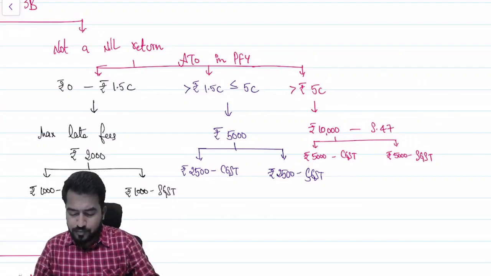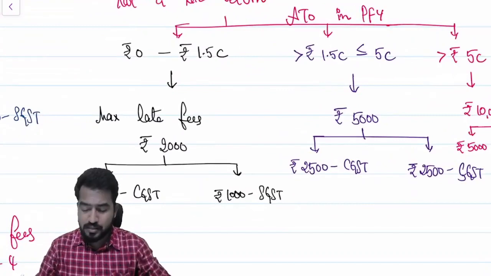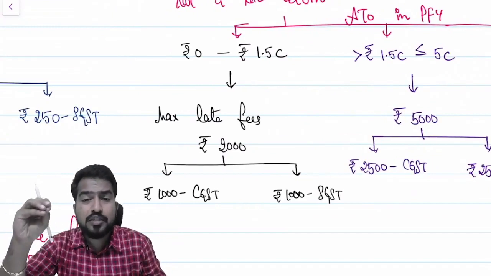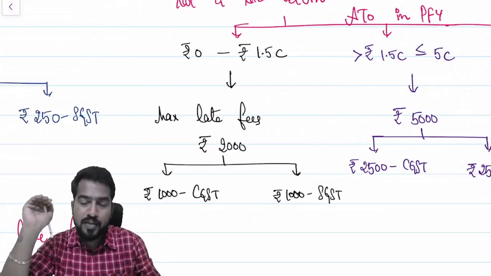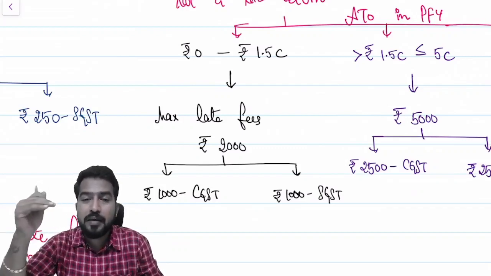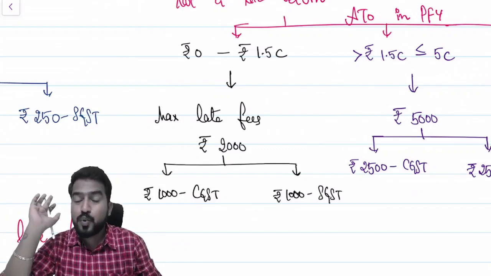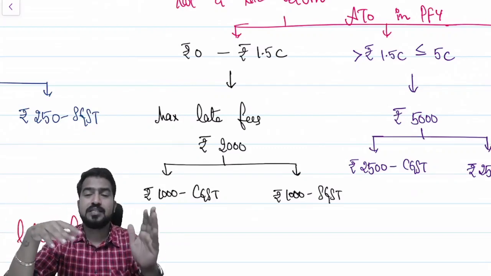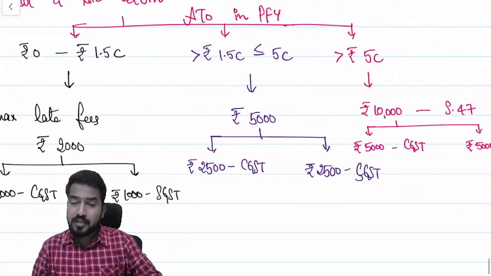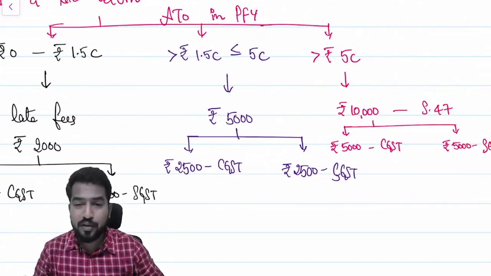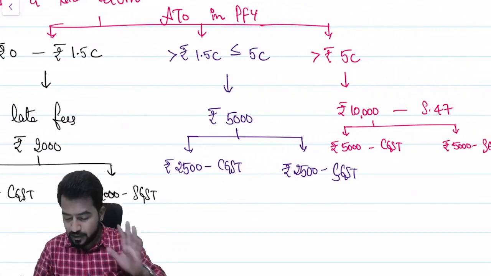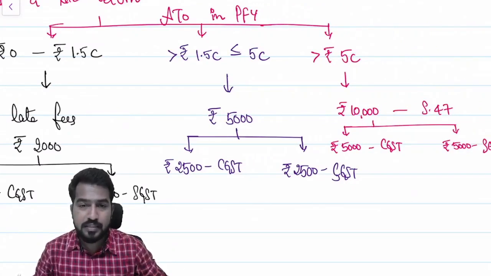Clear? Now, if the aggregate turnover in the preceding financial year has not exceeded 1.5 crores, then if there is delay in filing of GSTR 1 or 3B, the maximum late fee shall be 2000 rupees only. That is 1000 rupees under CGST and 1000 under SGST. But if the turnover is more than 1.5 crores but not exceeding 5 crores, then the maximum late fee shall be 5000 rupees, 2500 under CGST, 2500 under SGST.